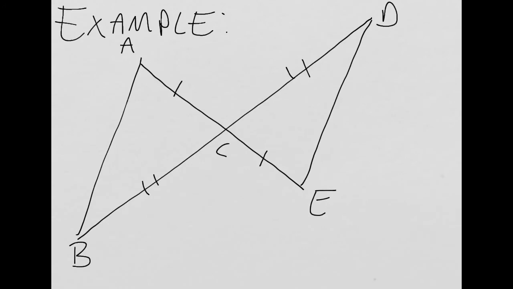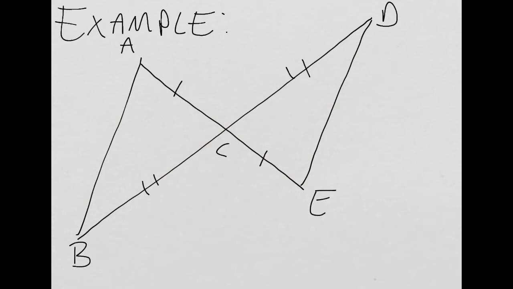So let's take a look at an example problem, and you're going to see a lot of figures like this in your problem solving for this chapter. So here we have triangle ABC and DEC, and we need to figure out if they are congruent. And notice that their last angle here is formed by two lines crossing.